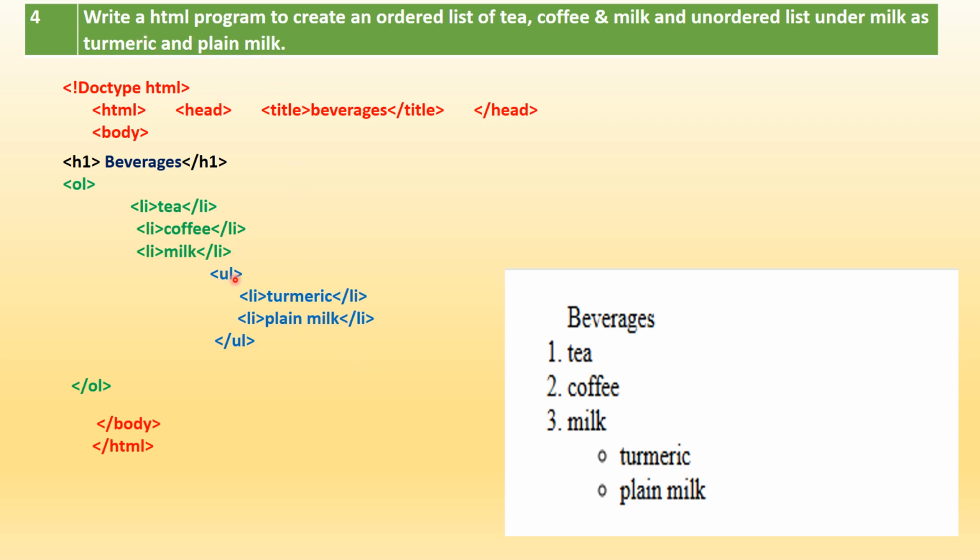So even though you write UL and close UL, and these two things are only for this milk, so it will be a part. This is like a parent and this is like a child. So turmeric and plain milk will be a part of milk. So this is how you write a nested list.